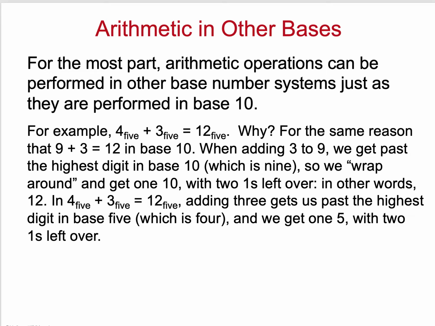So for example, 4 plus 3 in base 5 is 12, and then everyone stopped and just said, what? Why? For the same reason that 9 plus 3 is 12 in base 10. When adding 3 and 9, I have to get past the highest digit in base 10, which is 9, so we have to wrap around to get 10 with 2 ones left over. So in other words, 4 base 5 plus 3 base 5 is going to be 12 because I have to remember I'm in base 5.